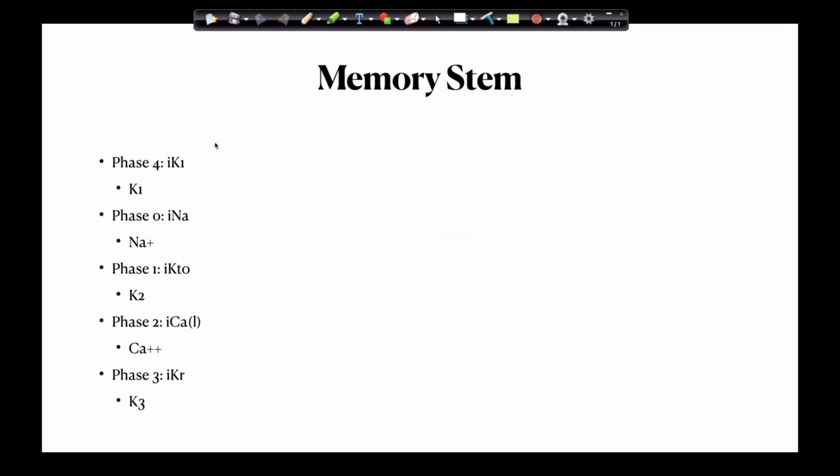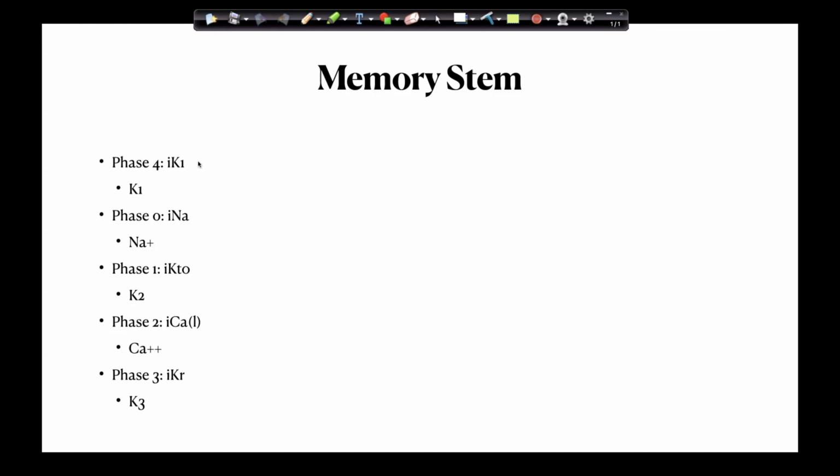Now, the way that I remember it: you've got phase 4, which is IK1; phase 0, which is your fast sodium channels; phase 1, which is IK2 or TO; and then phase 2, which is your ICa, or L-type channels, calcium through the L-type long-lasting channels. And then after that, phase 3, I've written as IKr here, but we know that these are delayed rectifiers. The reason I've left it as it is, is so that it acts like a memory prompt.